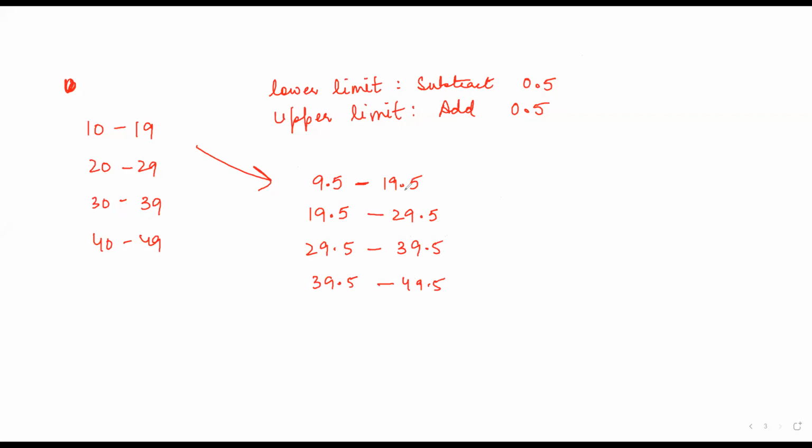Now you can see 19.5 is occurring here, and it is also occurring here. So there's no gap between this data. This data was not continuous, and now this data is continuous data.